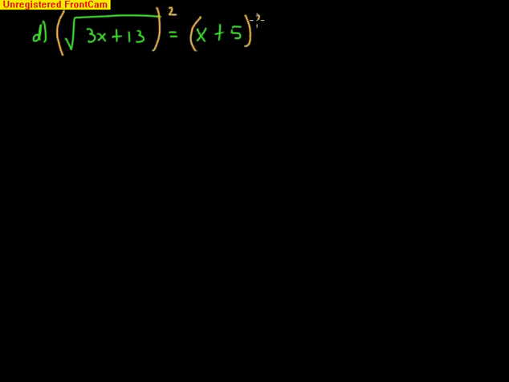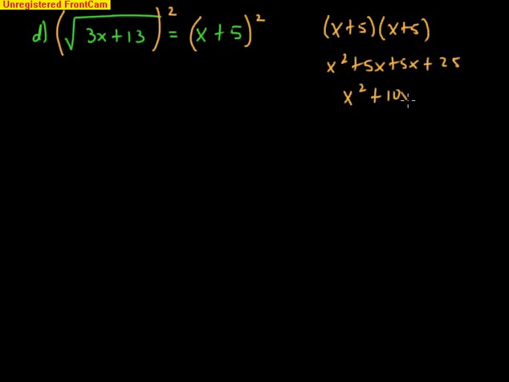Notice what I do on the right side, x plus 5 in a parenthesis, because we need to do x plus 5 times x plus 5, and FOIL this out. x squared plus 5x plus 5x plus 25. x squared plus 10x plus 25. And that is going to be our right side. The left side, the squares cancel.